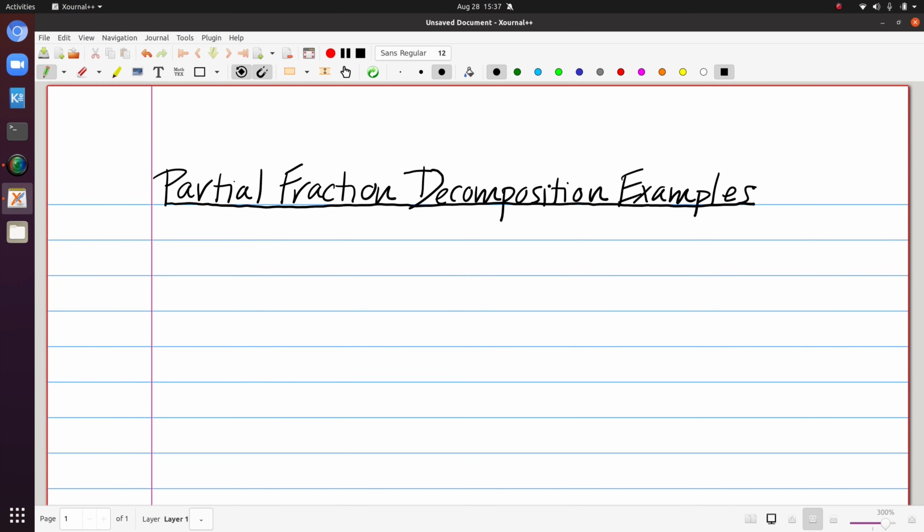Now we'll see some more examples using partial fraction decomposition in order to evaluate integrals. So to start, consider the integral of 6 over x squared minus 1. So here, again, I want to recognize that I could factor the denominator. So I'm first going to observe that this is equivalent to having in the denominator x plus 1 times x minus 1.